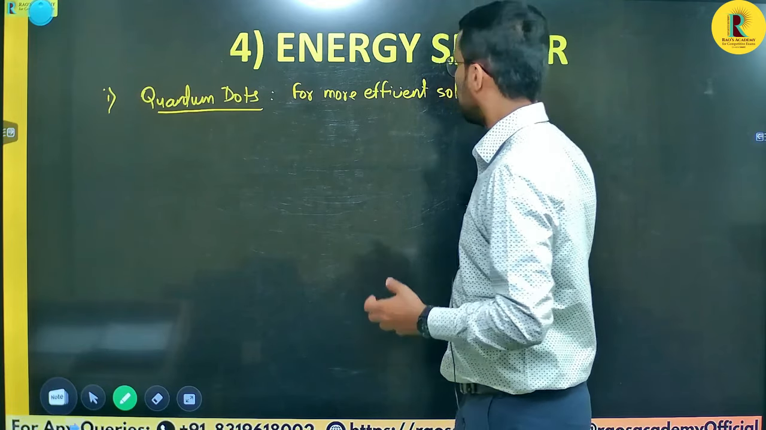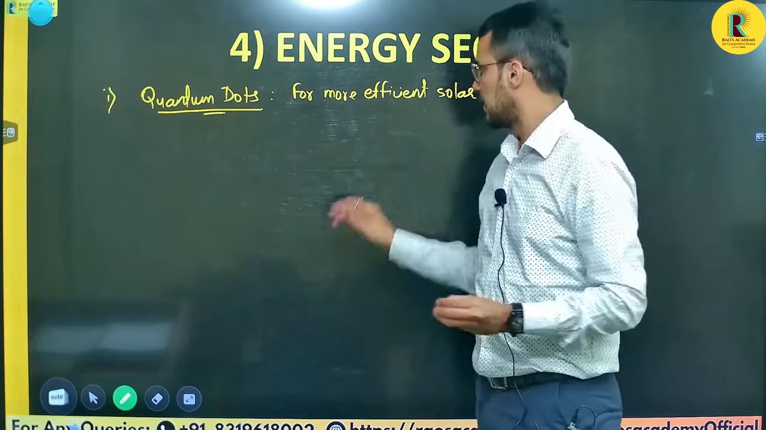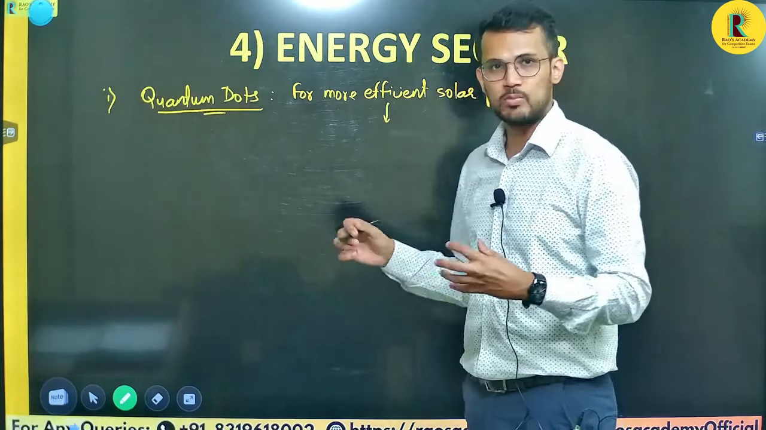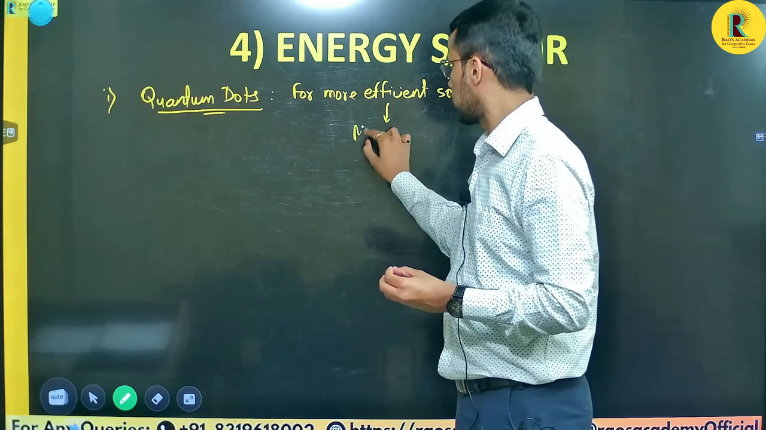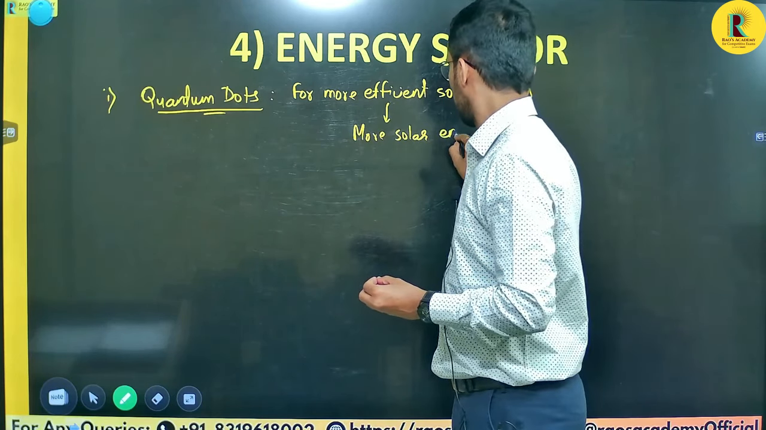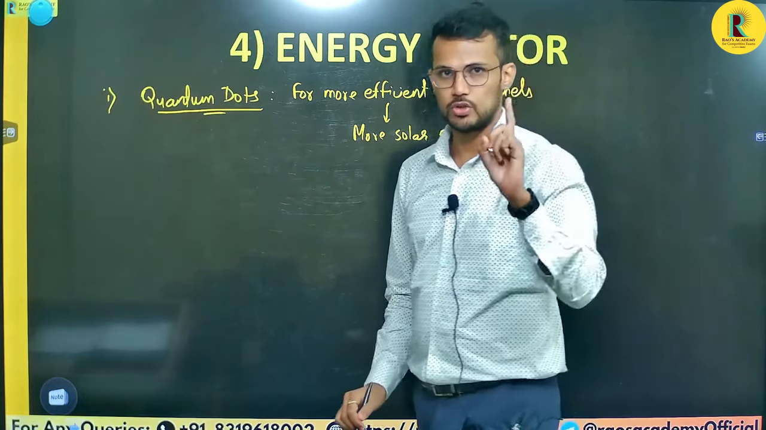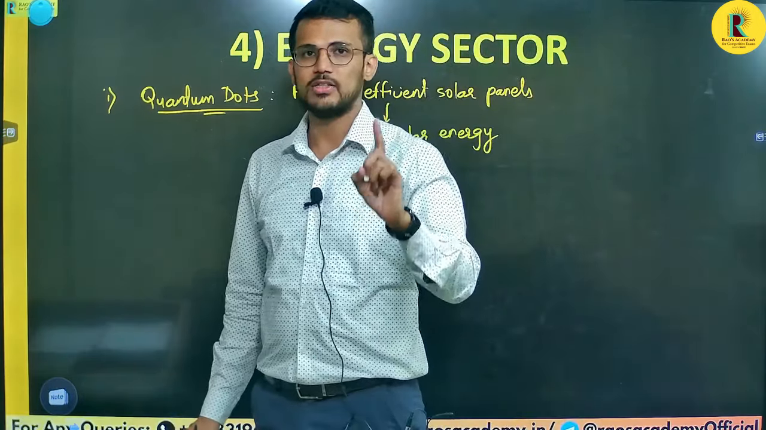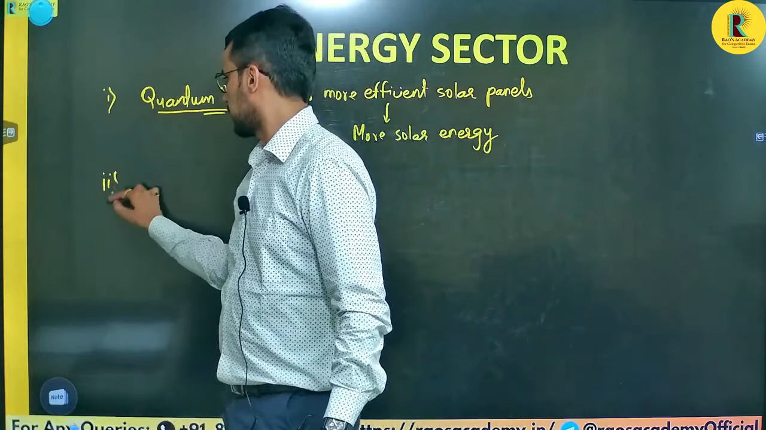Solar panels would be more efficient because of quantum dots, and as a result of that, these more efficient solar panels would be able to produce more solar energy. That is one: use of quantum dots in solar panels. This is futuristic.